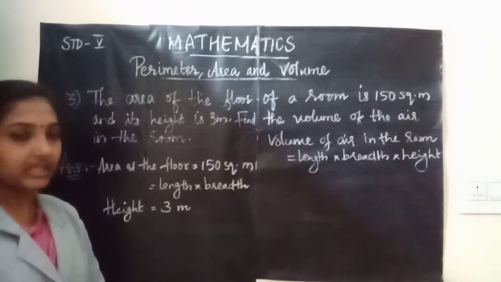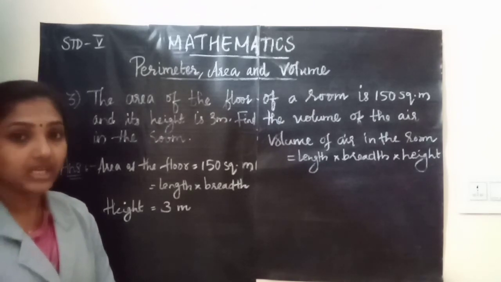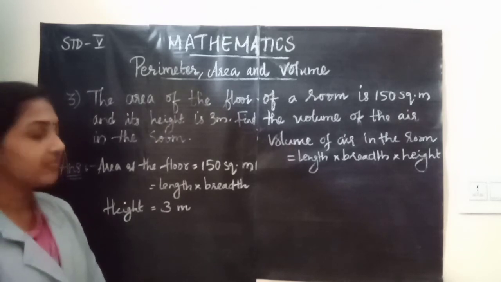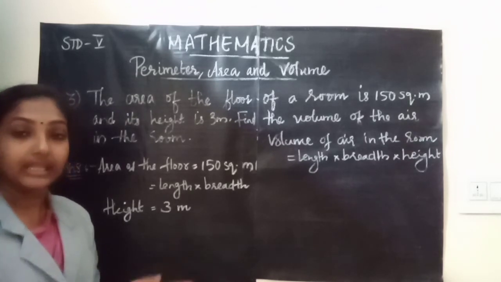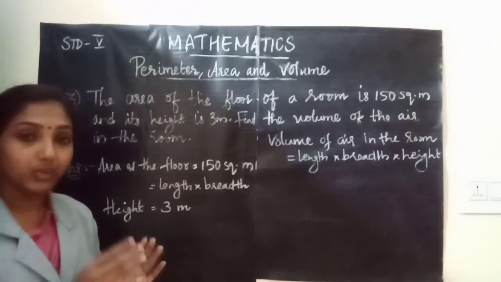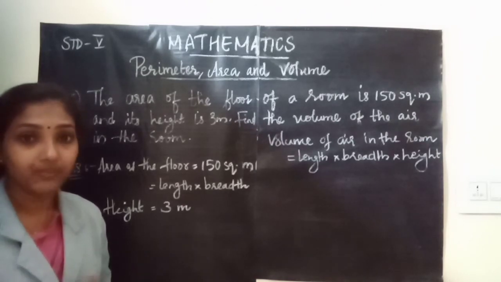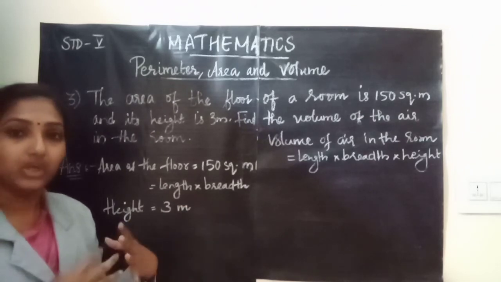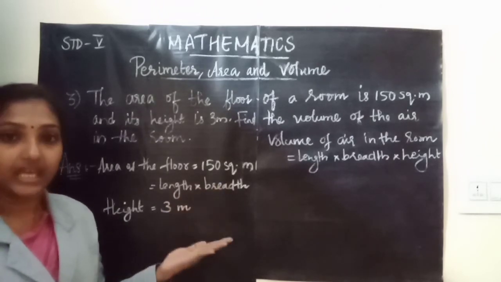Moving to our third question, it is: the area of the floor of a room is 150 square meter and its height is 3 meter. Find the volume of the air in the room. So we have a room and the area of that room is given. When we look at it, we can see that the room is in the shape of a cuboid. It has length, breadth and also height. So here the area of the floor is given and also the height of the room is given, and we need to find the volume of the air in that room.